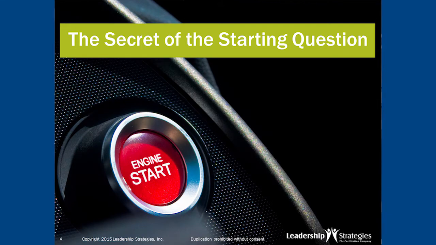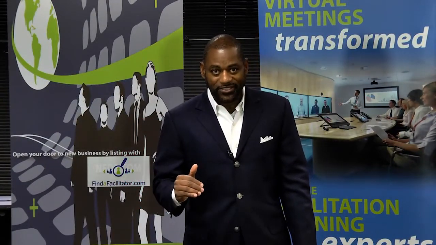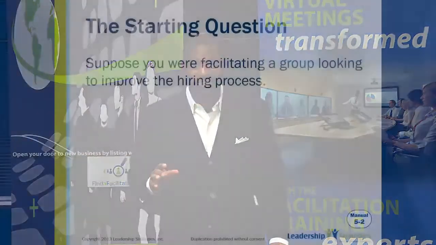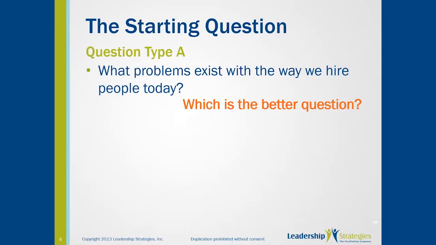To get started, suppose you were facilitating a group looking to improve the hiring process, and you're ready to ask that first and most important question. We found there are 2 ways to ask that question, and I'm going to ask you, which is the better question? Let's look at the first way, which we call a Type A question. The question would be asked, what problems exist with the way we currently hire people?